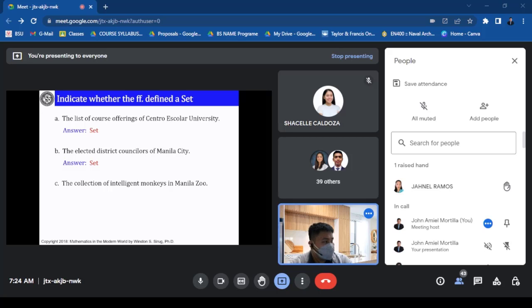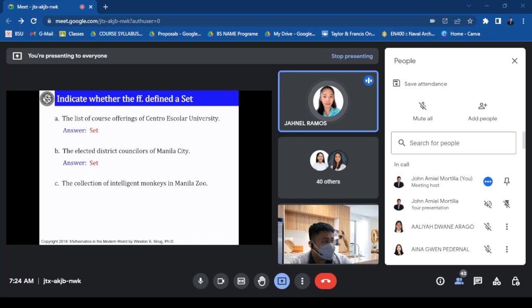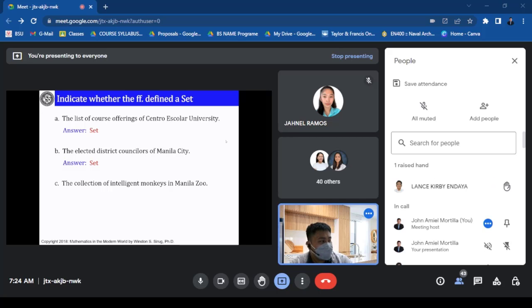Anyone? Okay, Janelle. It's a set po because of the word collection po. Thank you po. Okay, so let's see. So any other answer? Meron pa ba? Okay, Lance?